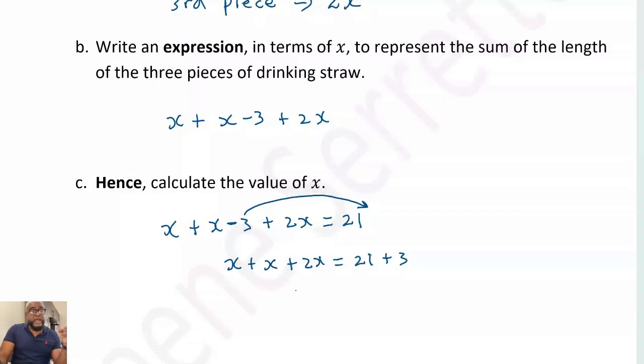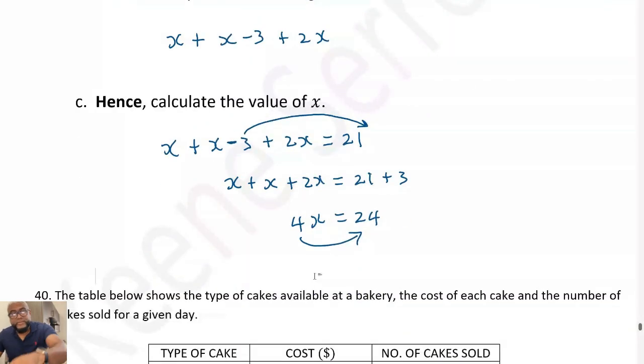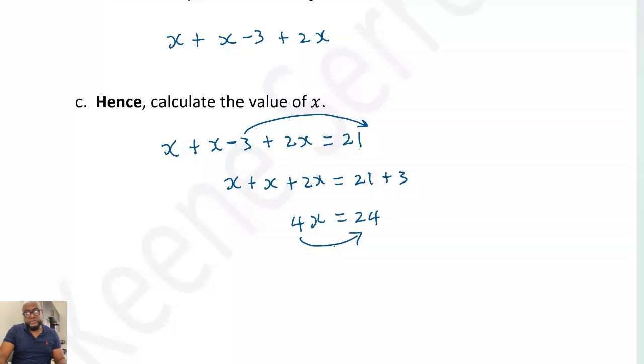So you have 1 apple, you add it to the next, and you add another apple, and then you add 2 apples. How many apples will you have now? 4 apples. Right? 21 plus 3 would be 24. Carry the 4 here. What are you doing with it? Divide. So x will be equal to 24 divided by 4. x will be equal to 6. Proper thing. Right? Everybody get this? Yes. Let's go.